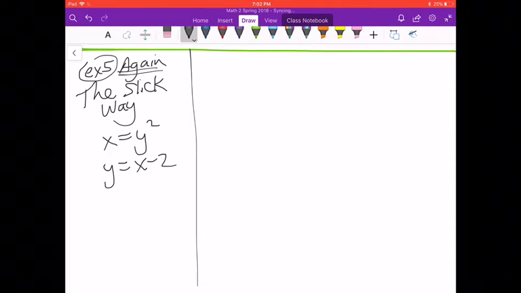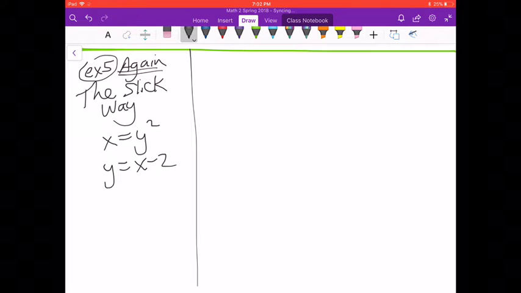So here comes that example 5 again, but this time we're going to do it the slick way. What I mean by that is we're going to take advantage of the fact that we do not have to have dx at the end of every single integral. We can use dy. All right, so here's how that's going to work. First of all, go ahead and copy those details down right here. We've got the same equations, x equals y squared and y equals x minus 2.